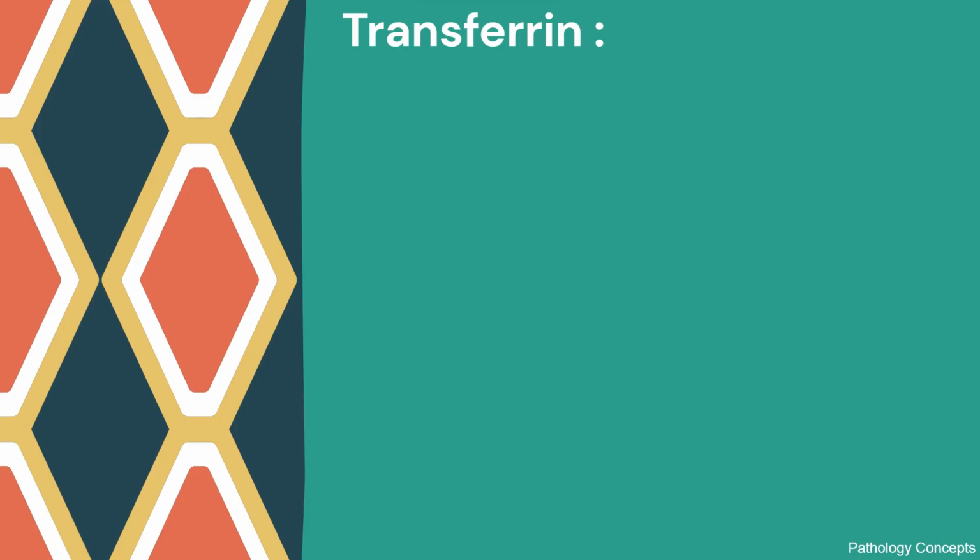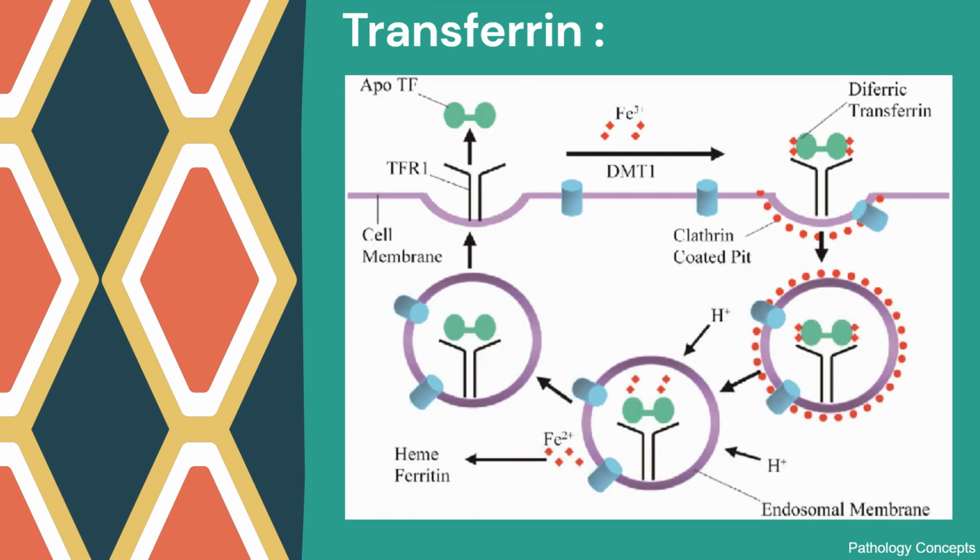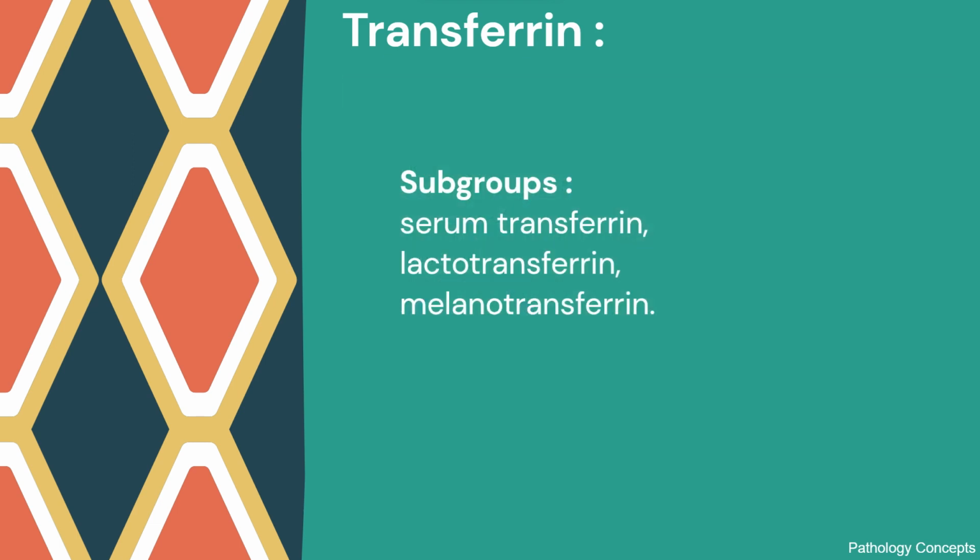Now let's learn about transferrin. Another protein important for iron is transferrin. Transferrin has a high affinity to ferric iron. It is a blood plasma glycoprotein that plays a central role in iron metabolism and is responsible for ferric iron delivery. Transferrin divides into subgroups. These are serum transferrin, lactotransferrin, and melanotransferrin.